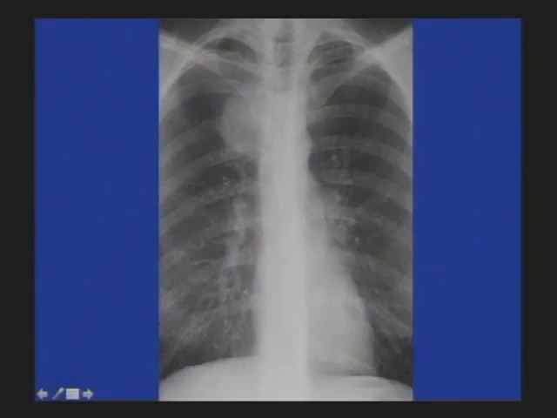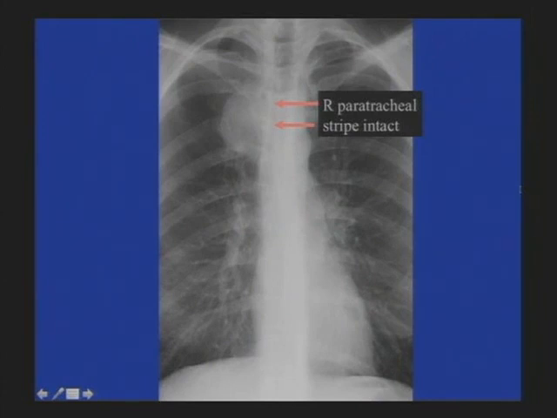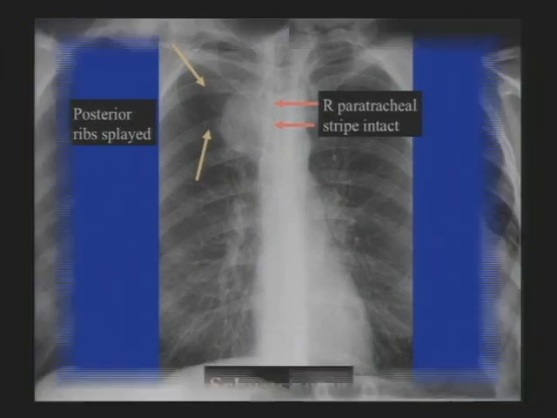Why is this a posterior mediastinal mass? Well, one reason is the paratracheal stripe's intact, so I know it's not next to the paratracheal stripe. And also notice that the ribs are splayed outward. So it's a classic posterior mediastinal mass. Mainly we're thinking of a neurogenic tumor, or some sort of congenital cystic lesion. This is actually a schwannoma.